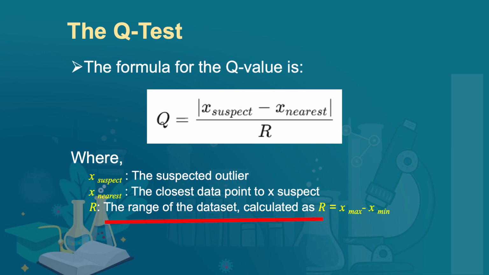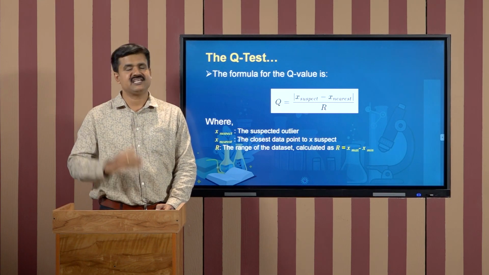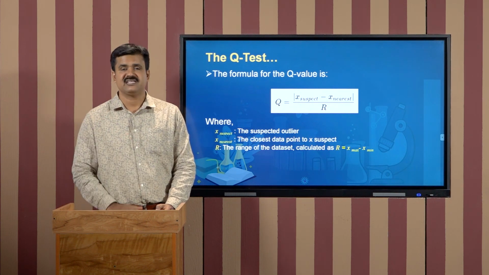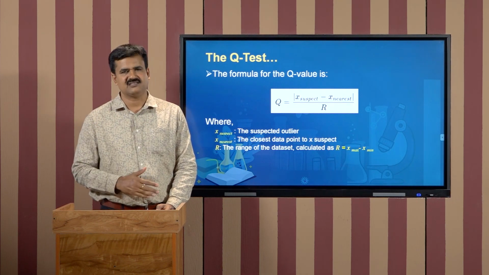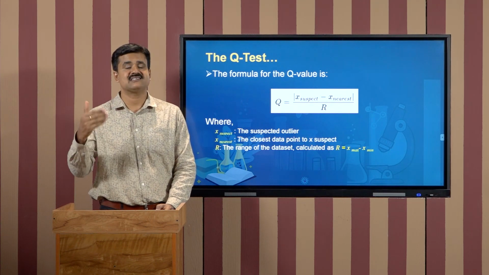How can you fix the range of the data set? The range of the data set can be calculated by using the expression range R is equal to x maximum minus x minimum. So, x maximum represents the highest value in the given data set. x minimum represents the minimum value in the data set. So, you have to calculate R also. R is equal to x maximum minus x minimum.